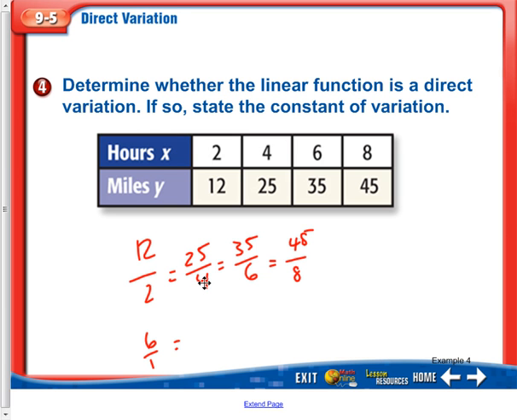If this was 24, I could say 6 to 1. However, 4 doesn't even divide into 25 evenly. So I know that right now it's not going to work. So I'm going to say no, not a direct variation.